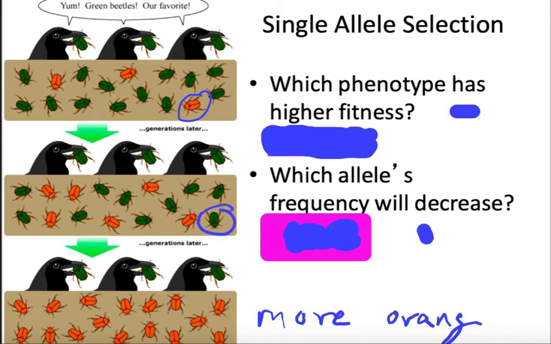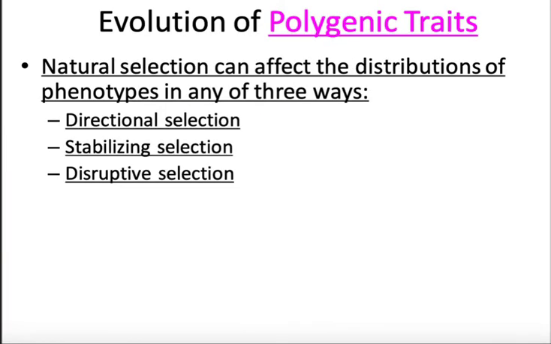Which allele's frequency will decrease? Hopefully you said green. Why is that? Because the birds are favoring the green version of the trait. That's the one that they're eating. And so the amount of green genes in this population is going to decrease over time, while the amount of orange genes in the population will increase over time.